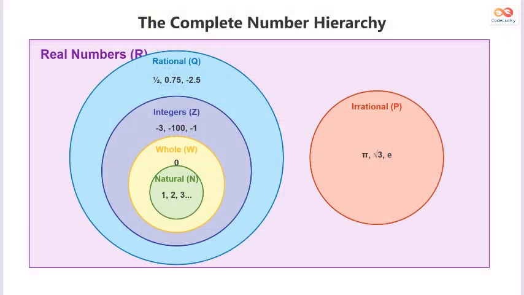Here is the complete picture of how these number types relate to each other. Notice how the natural numbers are nested inside the whole numbers, which are inside the integers, which are inside the rational numbers. Irrational numbers sit separately, but together with rational numbers, they make up the entire box of real numbers.